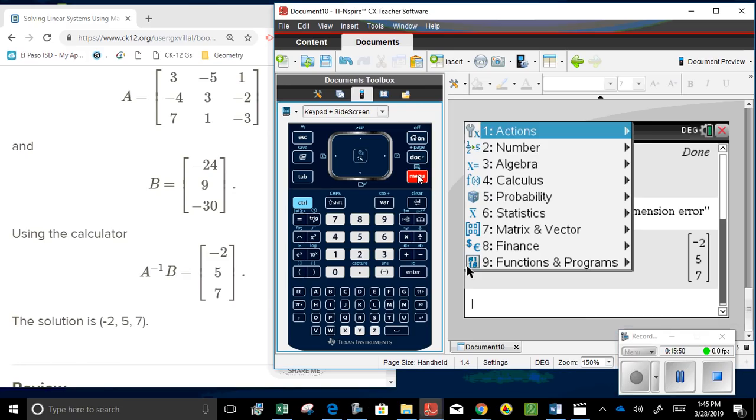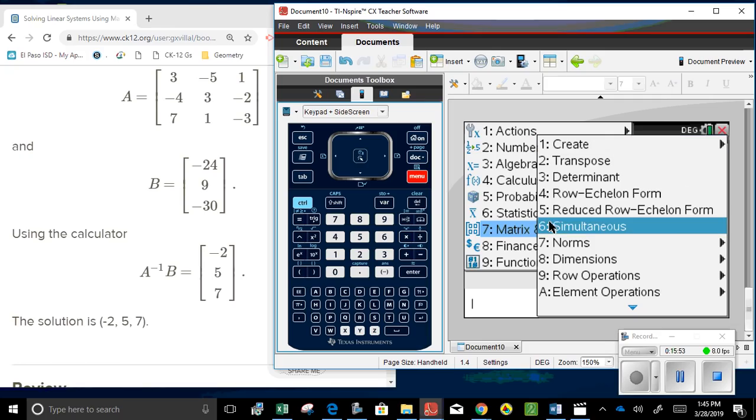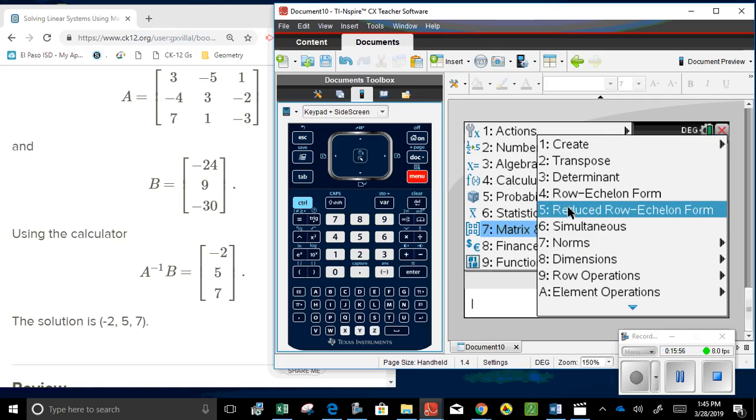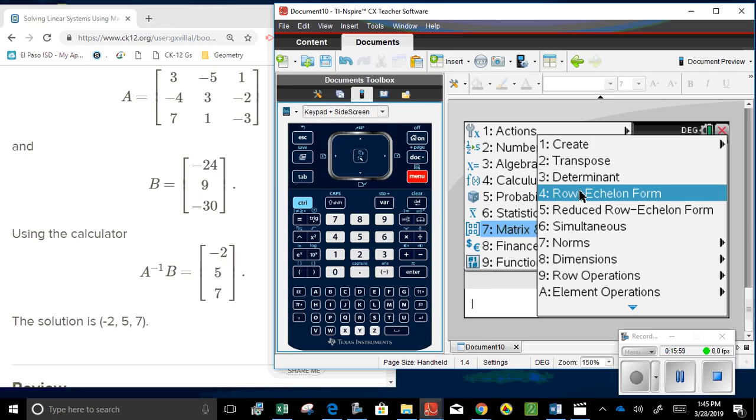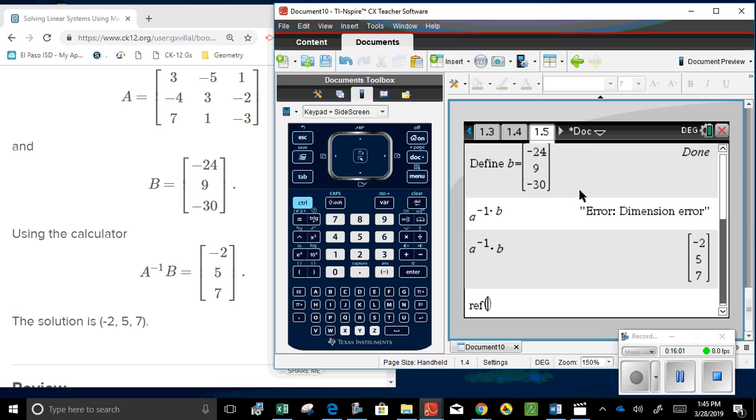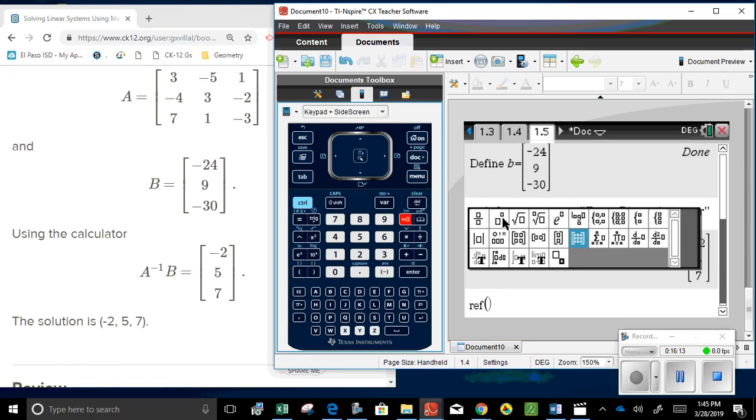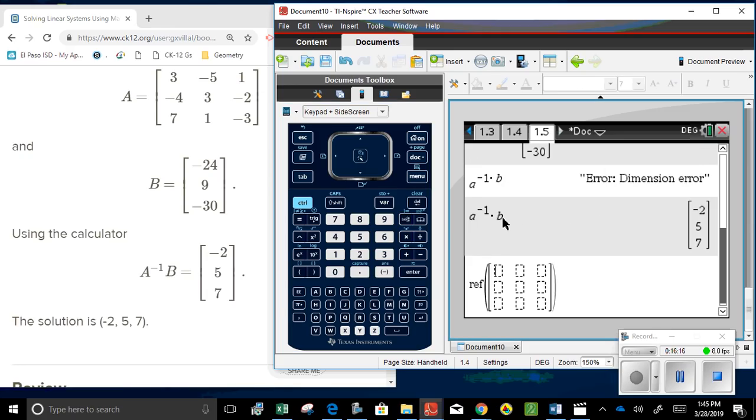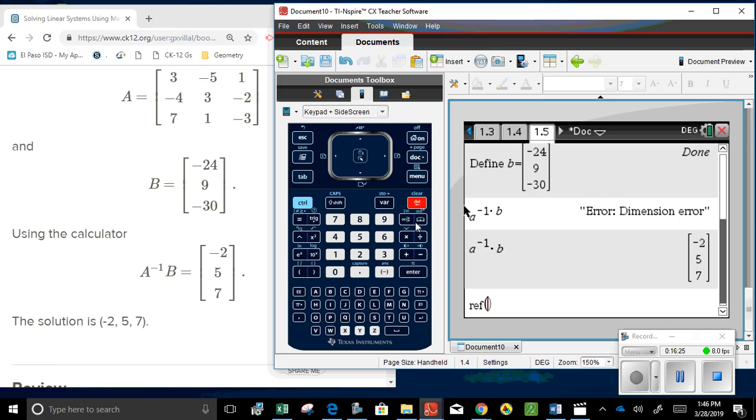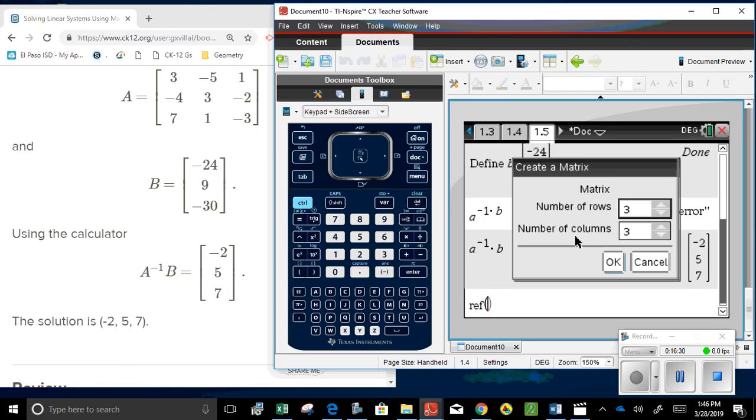There's another way I can do this. I can do menu, matrix, and I can do row reduced echelon form, REF. So I could have just spelled REF. All right, and then I can put in the matrix. What was the matrix? It was a 3x3 matrix. Well, I can do a 4x4. Okay, let me delete this then. Let's do a particular one. I'm just going to make up, this is a 1, 2, 3, 4.